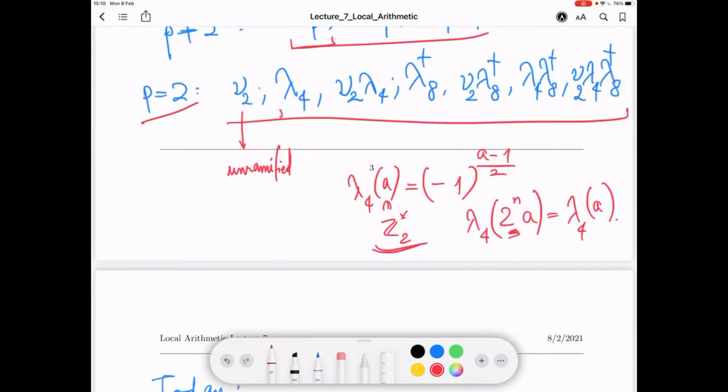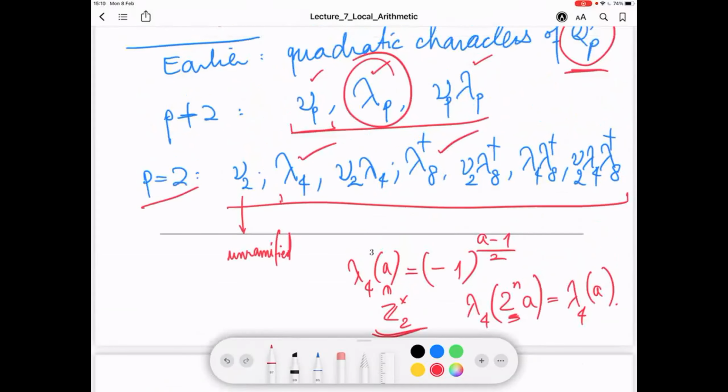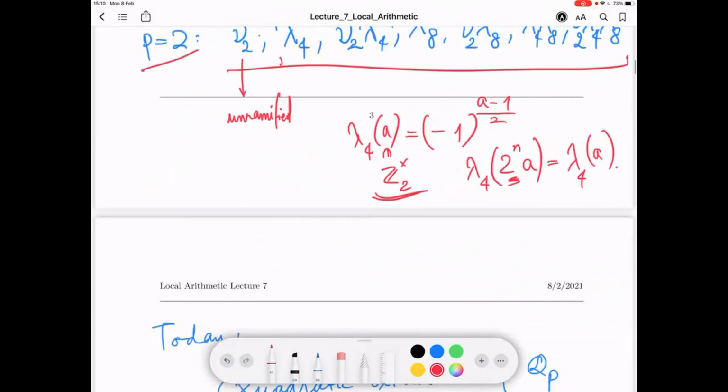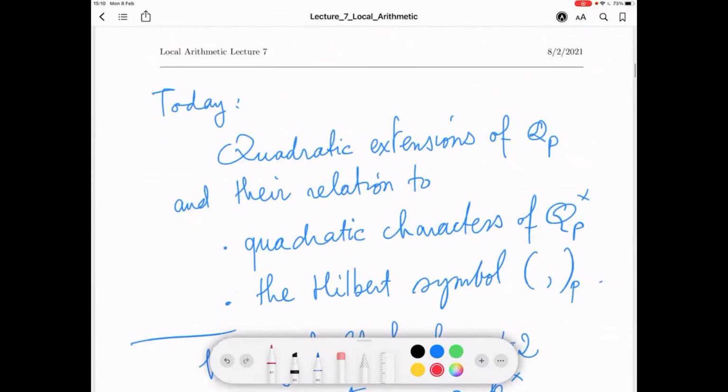That's why a choice of this uniformizer is necessary in order to extend lambda 4, lambda 8 to Q2 star. And the same applies for this lambda p, of course. Initially, it's defined on Zp star. Then we extend it to Qp star by sending p to the n times u to just u here, and applying lambda p to this u. So these are the quadratic characters of Qp star.